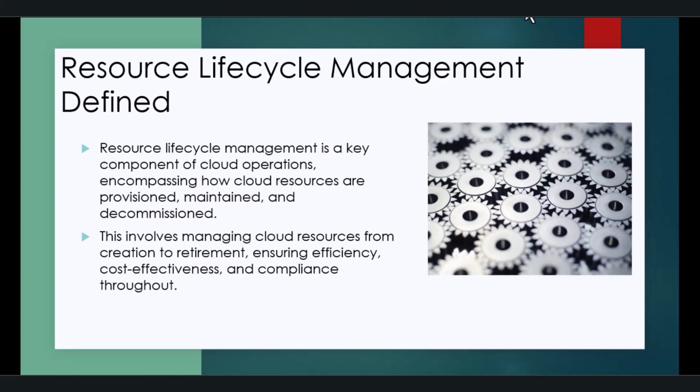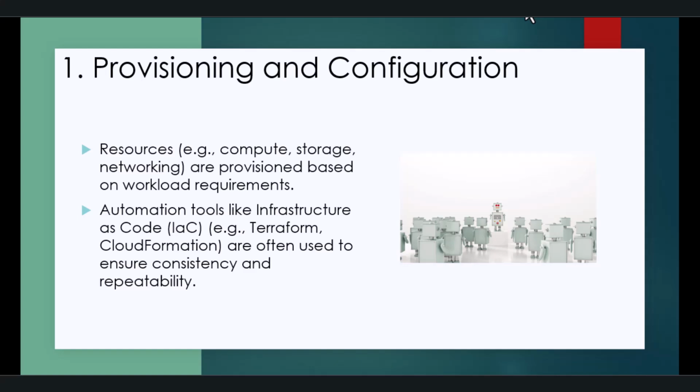This involves managing cloud resources from creation to retirement, ensuring efficiency, cost-effectiveness, and compliance throughout the entire process. The first phase of the lifecycle is provisioning and configuration. Resources, for example, compute, being server-based or serverless, storage, such as file, object, and block storage, and networking, are provisioned based on workload requirements. Automation tools like infrastructure as code, such as Terraform, Ansible, CloudFormation from Amazon Web Services, are often used to ensure consistency and repeatability.